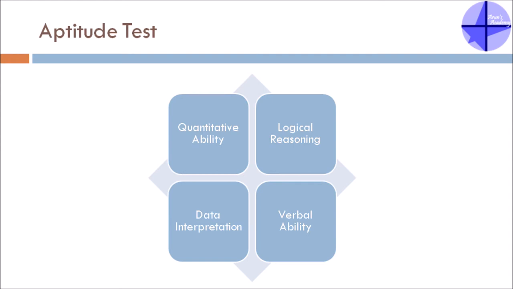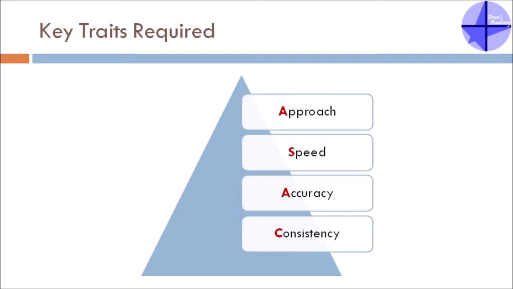Now, I always tell this, please remember that there are four traits which are required for you to crack any aptitude exam, okay? Now we can remember it as A, S, A and C. The first A stands for approach, next is speed, third is accuracy, and last but not the least, it is called consistency.